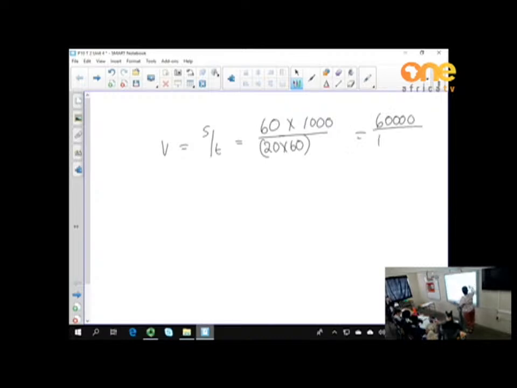Yes. So the answer is 60,000 divided by 1200, and 6 will go twice, and 6 will go 1, and 2 will go 50. 50 meters per second. Is there a choice? Yes, C is 50 meters per second. Who had that one right? Okay, got a few. All right.